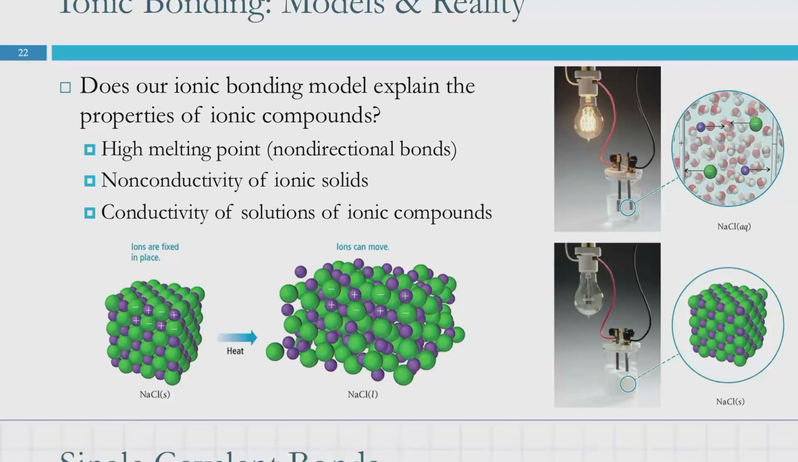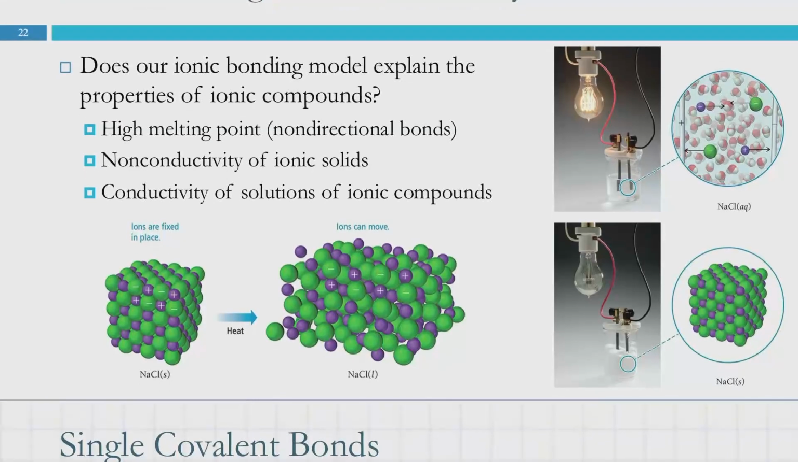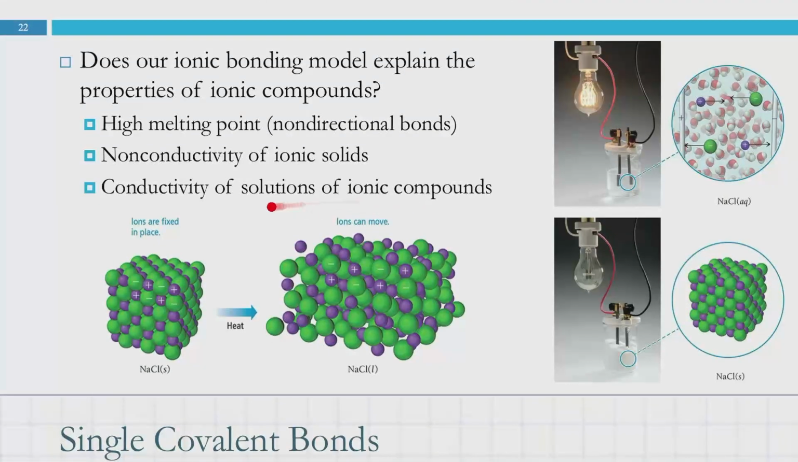Ionic bonding models: we have high melting points because of the non-directional bonds. Positive charges are surrounded by negative charges on every side. Negative charges are surrounded by positive charges on every side. So they're bonded in every which direction. The solids are non-conductive because the ions are fixed in place. They can't move around to carry charge. Solutions of ionic compounds have ions in them. Those ions can move in the solution to conduct electricity.